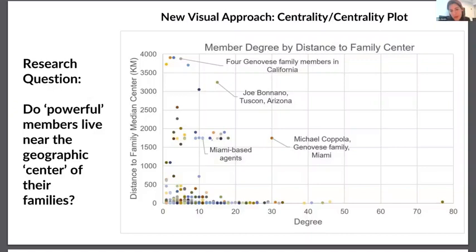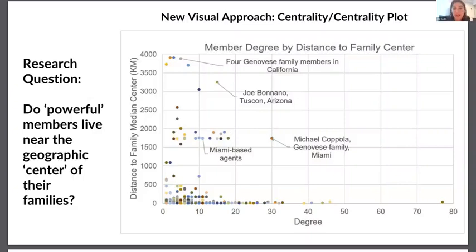We found that a lot of the New York families were sending agents to Miami, because Miami didn't have a family dominating that area, and because Miami was a very lucrative place for importing cigars and alcohol and other items that came through there. It was also popular for gambling. So a lot of New York agents went to Miami, and that's why you see this distance to the median family center being similar, but with varying degrees. They didn't just send their highest degree members, but they sure didn't just send their lower degree members.